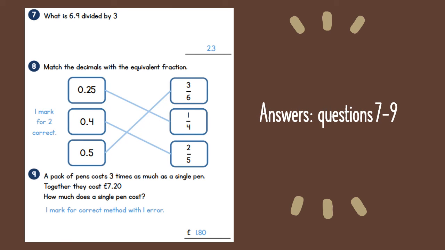Number 7, our question is, what is 6.9 divided by 3? So we're sharing 6.9 between 3 people. So if I've got £6.9 divided by 3, I can use my bus stop method there, or I will know my multiples of 3. I know that 2 lots of 3 go into 6 and 3 lots of 3 go into 9. And remembering my decimal point is really stubborn, so it does not move, and my answer is 2.3.